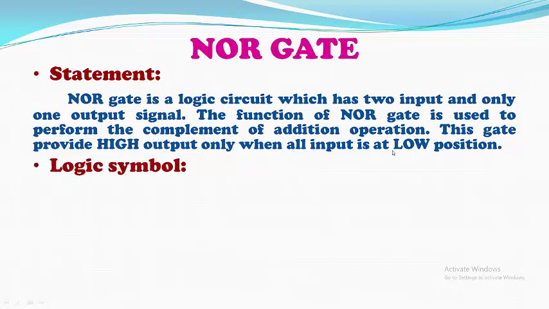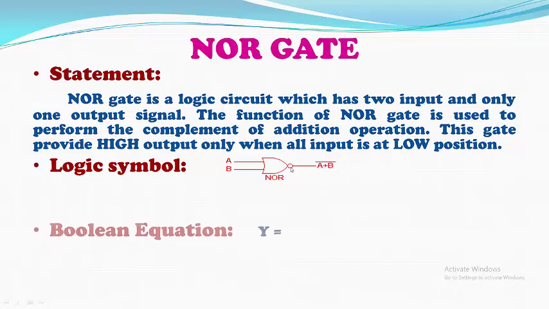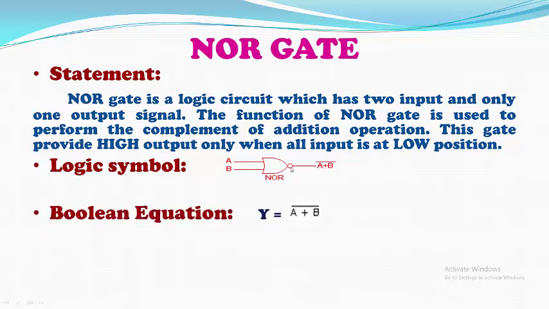Now we will see the logic symbol. The logic symbol consists of A and B as the inputs and A plus B whole bar as the output equation. This circle is a bubble. If we remove this circle, the symbol becomes an OR gate, and an OR gate with a bubble is the symbol of the NOR gate. This Boolean equation, A plus B whole bar, is the Boolean equation of the NOR gate.